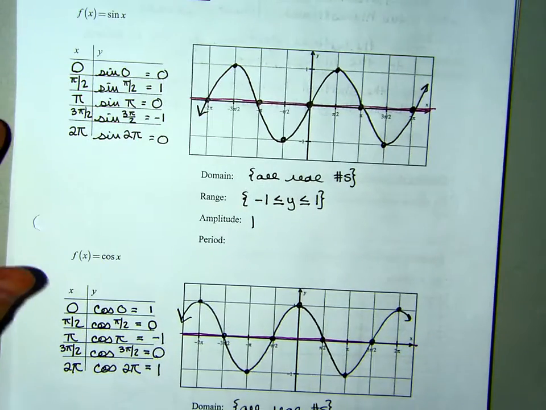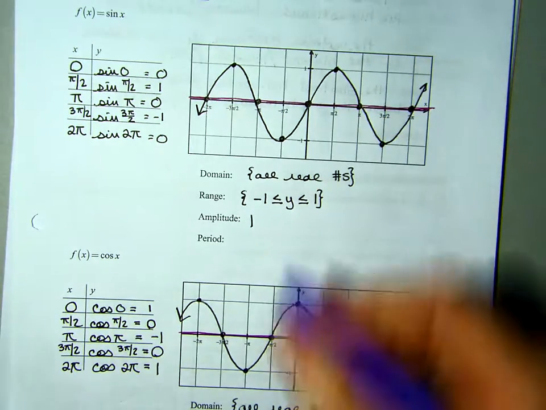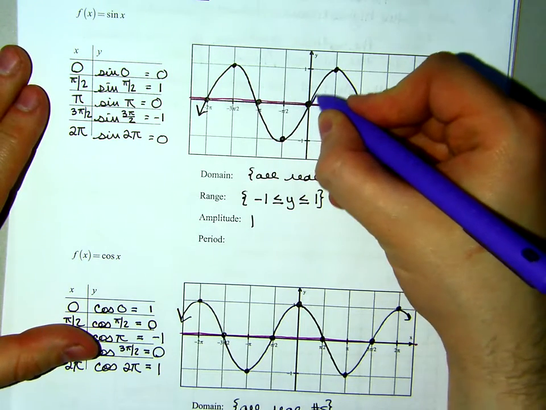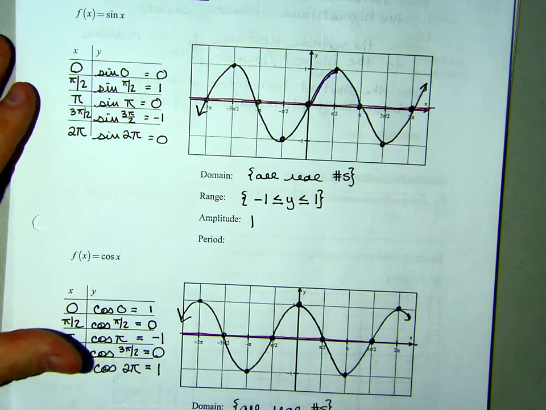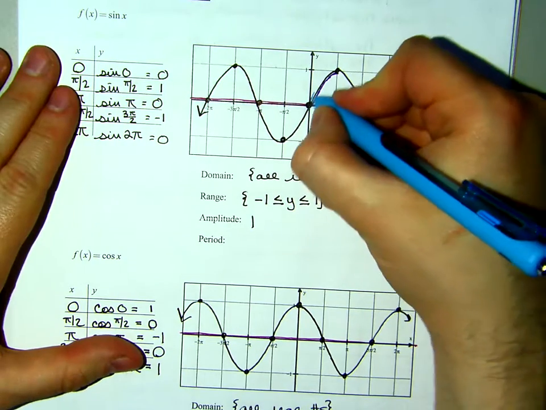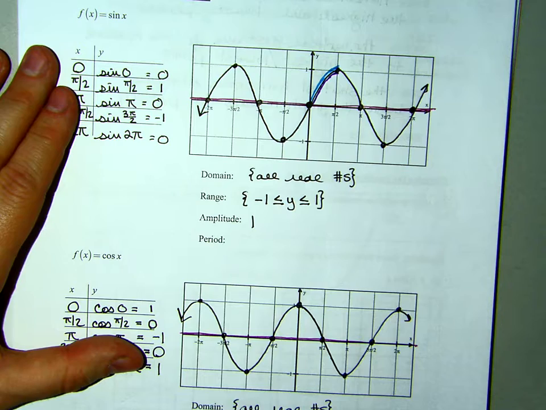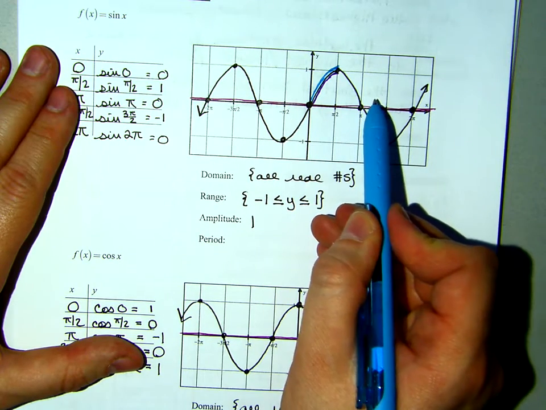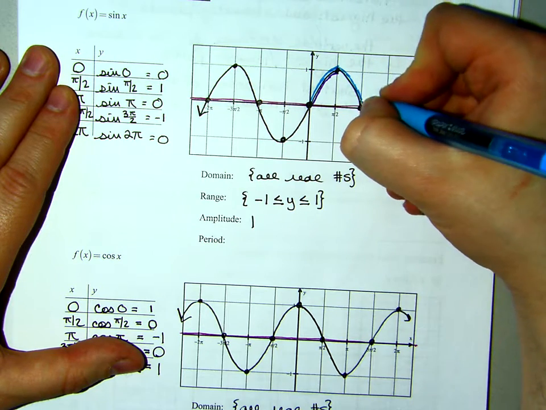I want to figure out how far I need to go before my graph starts to repeat its pattern. I'm going to start at the origin just because that's a nice, easy starting place. I'm going to go up. Because these aren't straight lines, these are curved things. As I continue, is my pattern repeating or is my pattern still continuing? Okay, I've gone up. Now I'm going down.